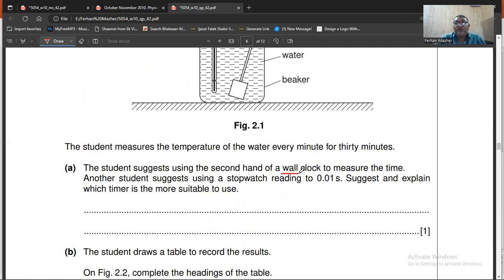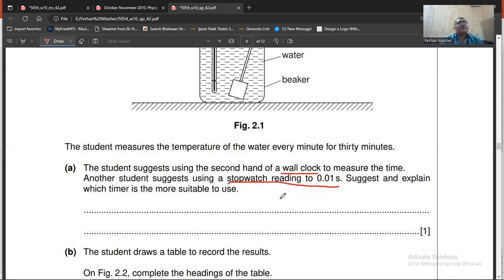So they are using a wall clock to measure the time. Another student suggests using a stopwatch. He's saying we use two stopwatch readings to 0.01 second, which means it goes up to 1/100th of a second. So just explain which timer is more suitable to use, because we have to measure the time after 1 minute. So for that, the wall clock is better.